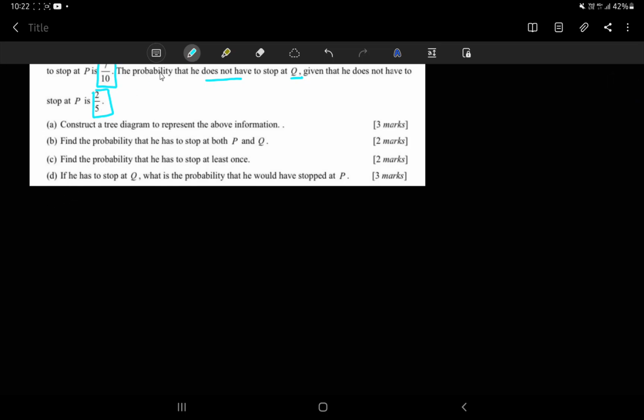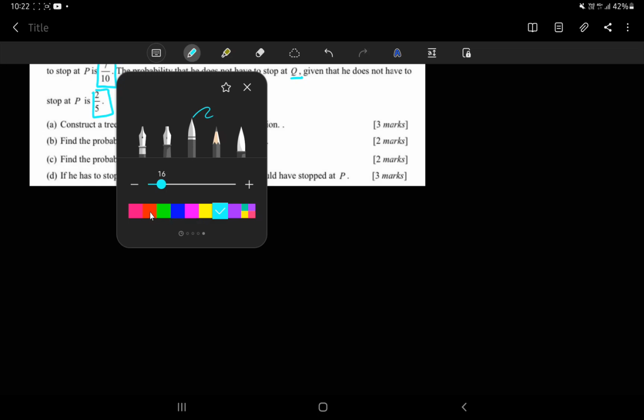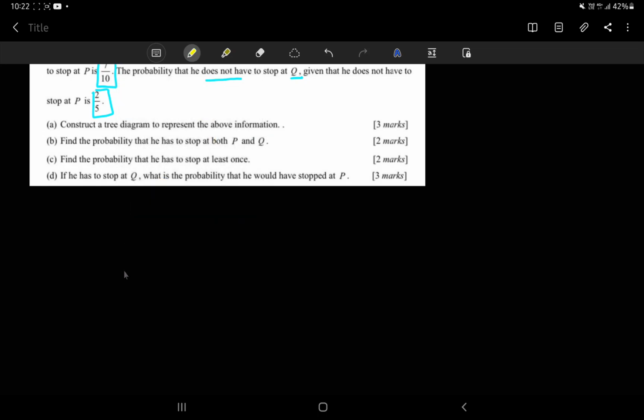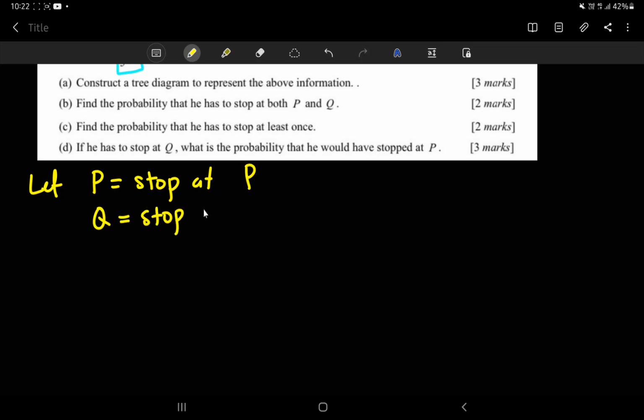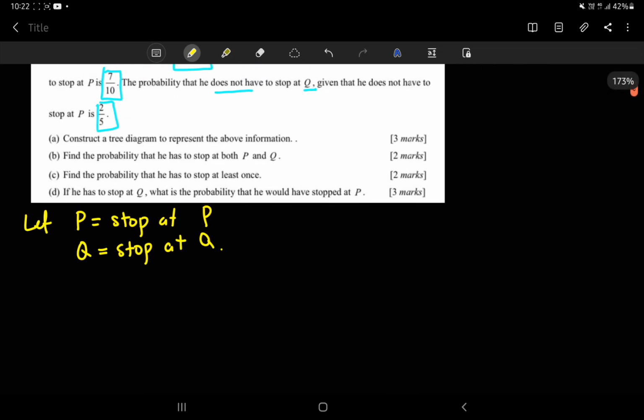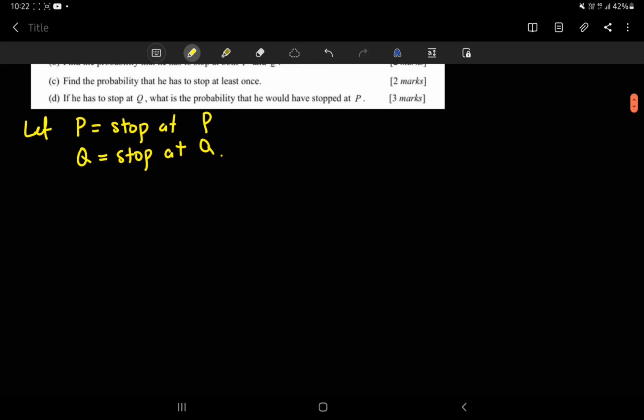So let me define the events. Let P be stop at P and Q be stop at Q. So these are the events that I define. Okay, so let's begin our tree diagram.